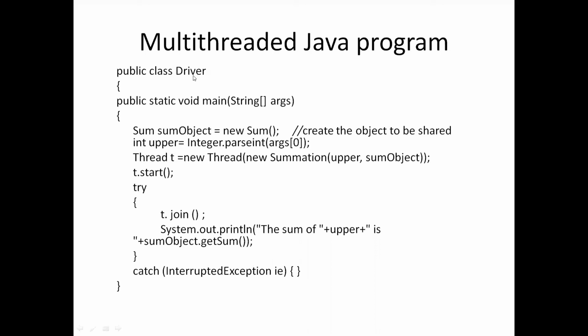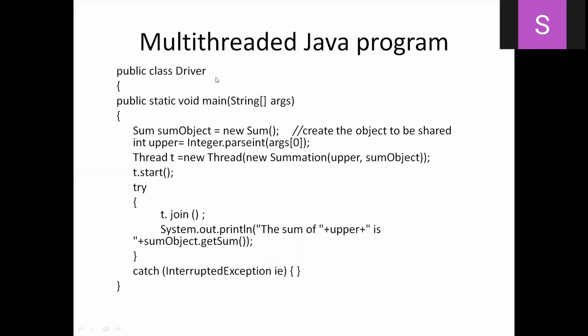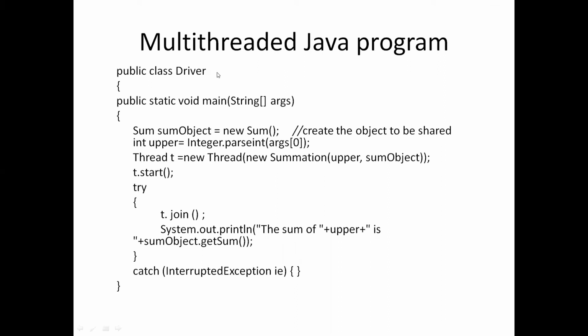Always, a Java program is saved with the name of the class which has the main method. That class name we give as the Java program name. So this program we save as Driver.java. This is the main class because we have the main method in it. First we'll see the Sum class.